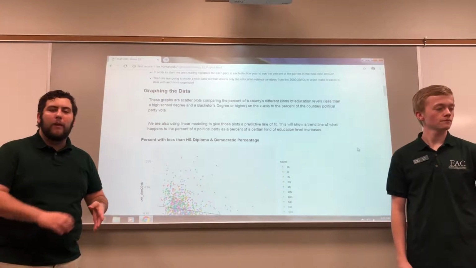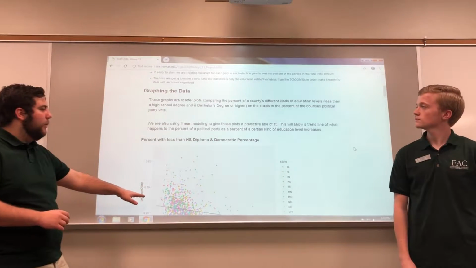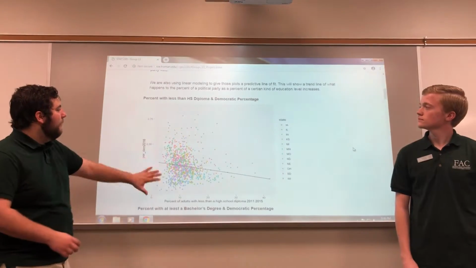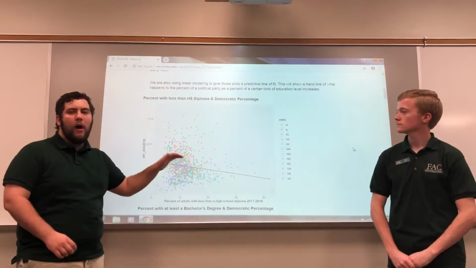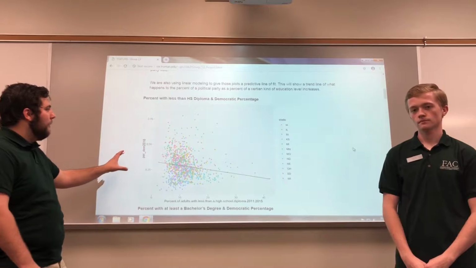We have 4 scatter plots for you today. This line of best fit is going to be really important to our graph because it sums up this giant mass of data to show an overall trend that we can draw from this data.